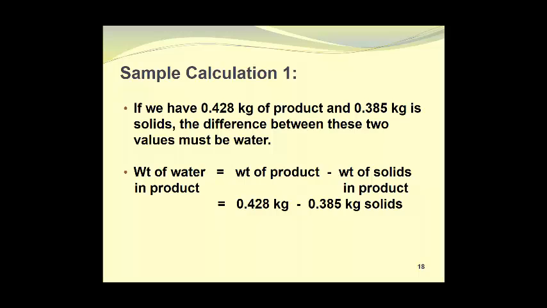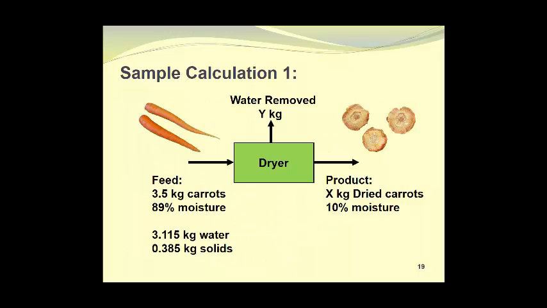We can then substitute the numerical value of 0.428 kilograms for the weight of the product and subtract 0.385 kilograms of solids, which gives us 0.043 kilograms of water being present in the product. And now we can add this to our diagram. And once again, the information is shown in the bottom right-hand corner of the diagram in red.